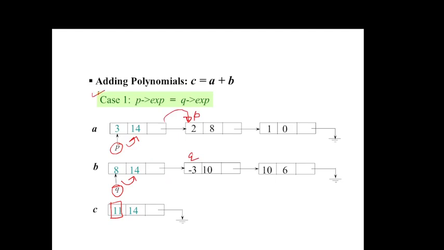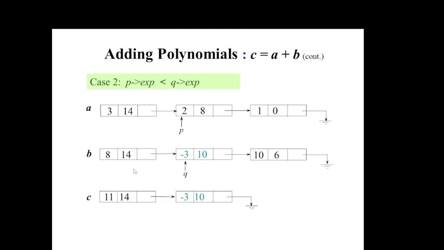So this is case one, which is one of the good cases, actually the best case. You can say that exponents are matching up, so you add the coefficient part, 3 plus 8, 11. And then in the second case, p has come, q has come, but their exponent parts are not matching up. So here in case 2, p exponent is less than q exponent. P exponent, which is 8, is less than q exponent, which is 10.